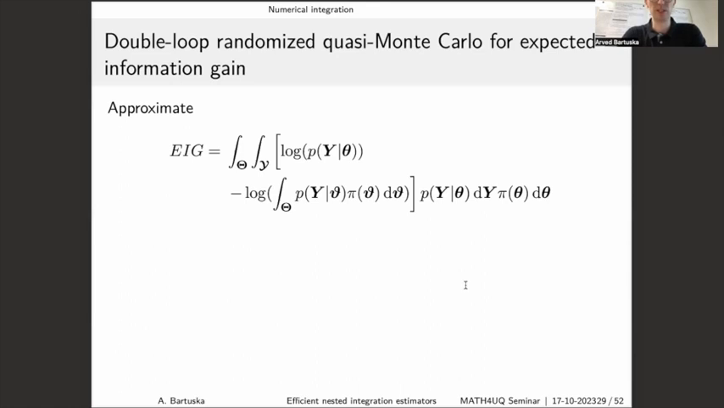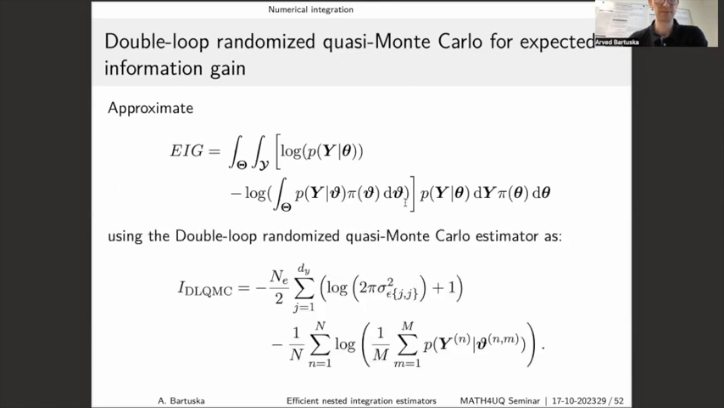So where does this leave us for the expected information gain, which is the basic criterion in the optimal experimental design? We want to approximate this. Just recall that this is the shape where we have the outer integral and then the logarithm and then the inner integral, with the double loop randomized quasi-Monte Carlo estimator.